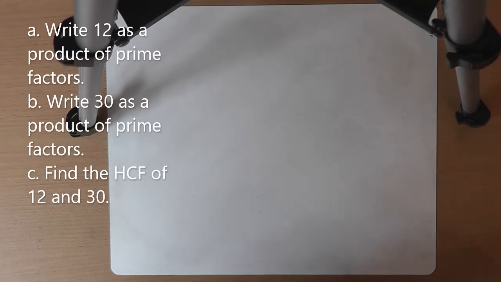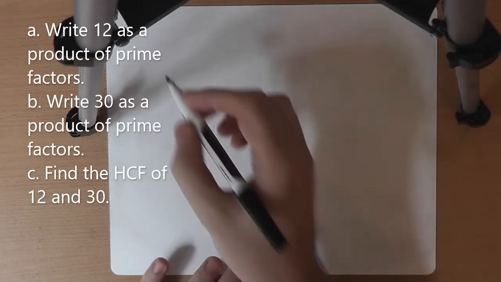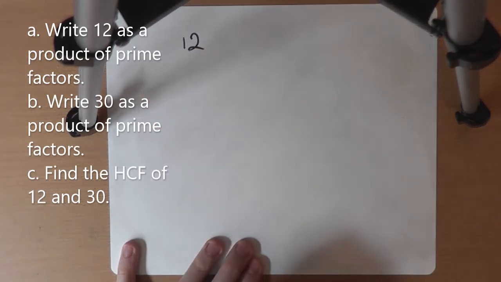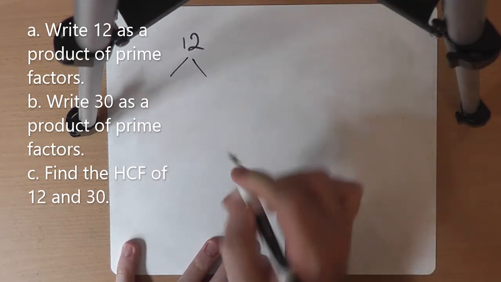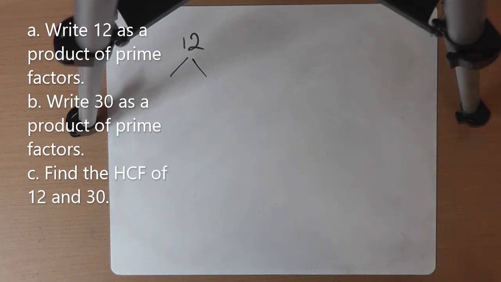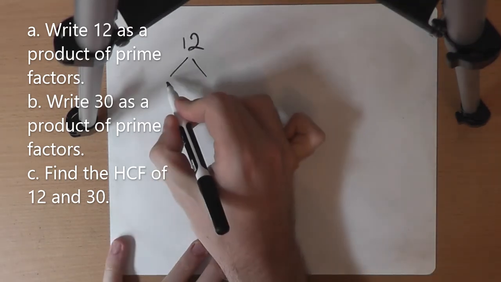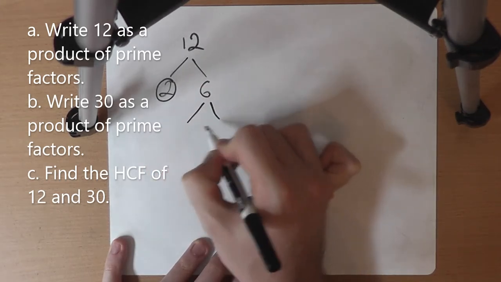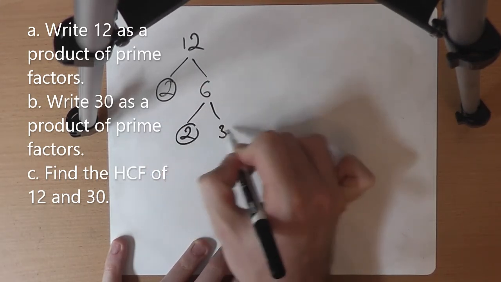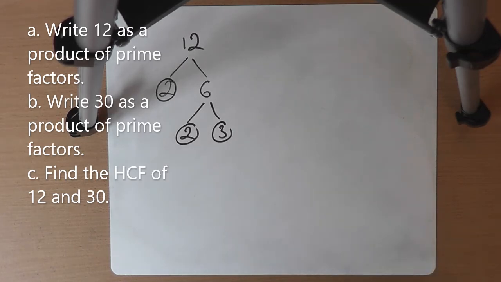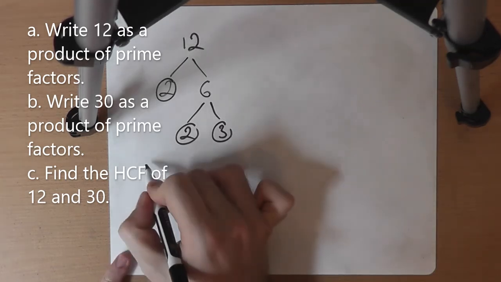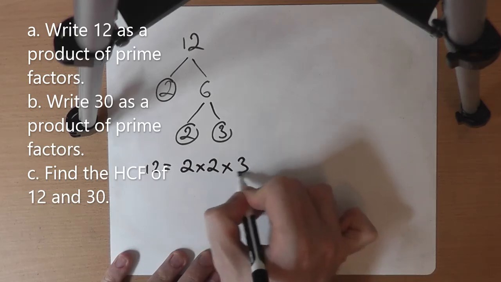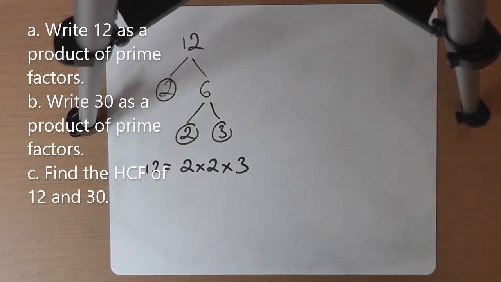So part A, product of prime factors of 12. So that's the tree thing, product of prime factors, we should think tree. So we start with the 12. We're going to split the 12 into any pair of numbers that times together that doesn't include a 1. Any pair of numbers, let's have 2 and 6. 2 is prime, so we're going to circle it. 6, we could split into 2 and 3, and they're both fine. So we could circle them, because they are both prime numbers. And underneath, 12 is 2 times 2 times 3, with me putting it in numerical order.